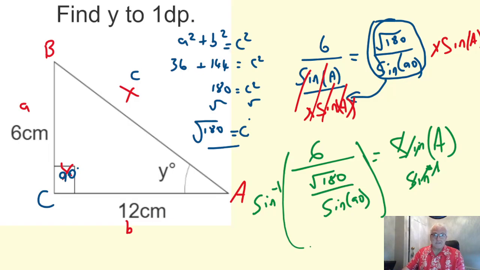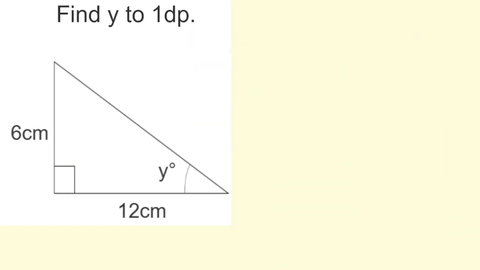Your answer to that is going to be that my A is going to equal 26.565. So if I'm rounding that to one decimal place, 26.6 degrees. So 26.6 degrees.